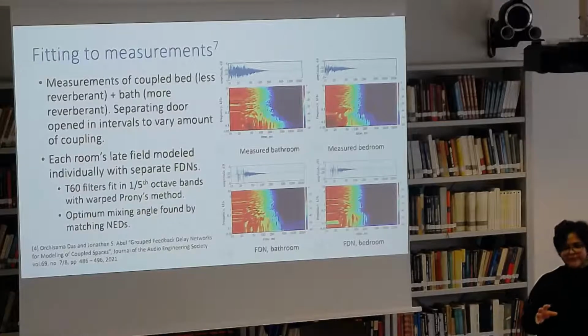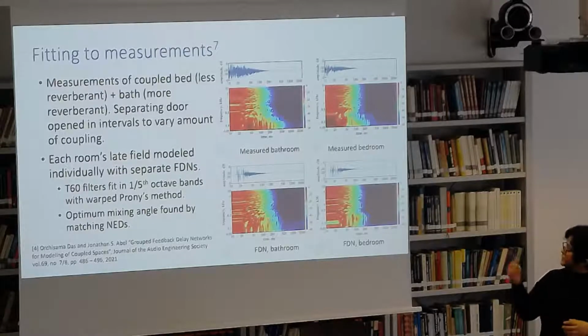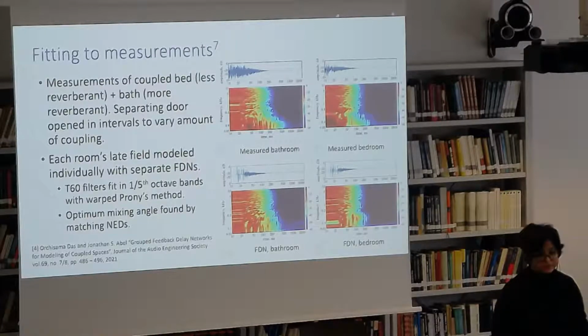First, I fit 2 individual FDNs to the 2 rooms. I did that by fitting some T60 filters, using this warped Prony method. It's not very important to understand how this works. I only fit the late field, so I don't care about the early reflections because the FDN can't model that accurately anyway. So this is what I measured in the bathroom. Hopefully that's not too loud.